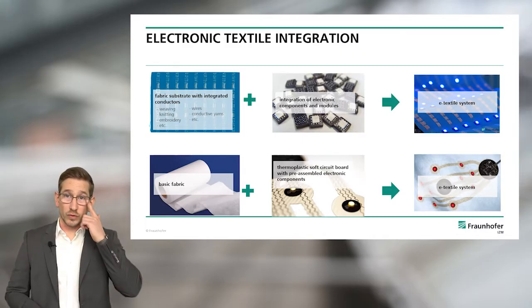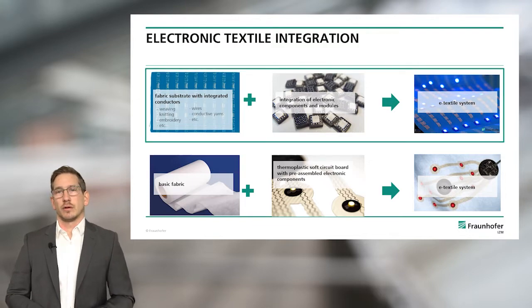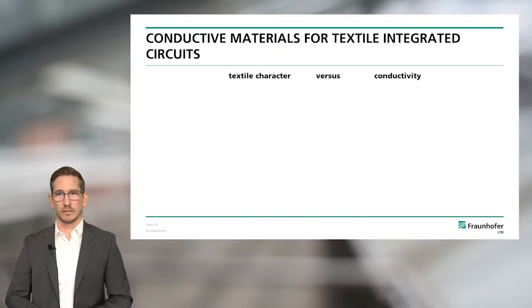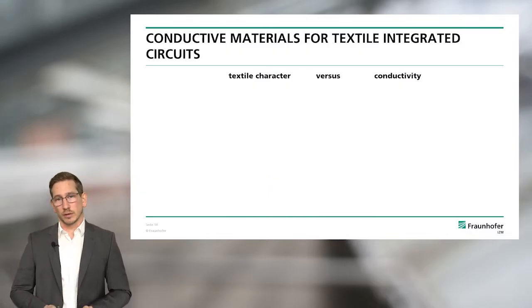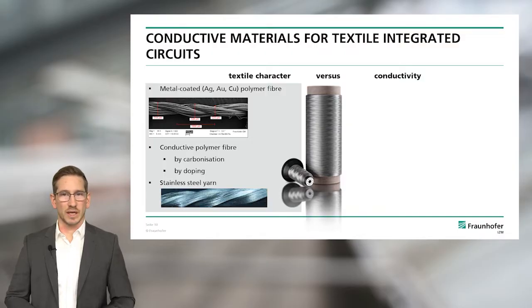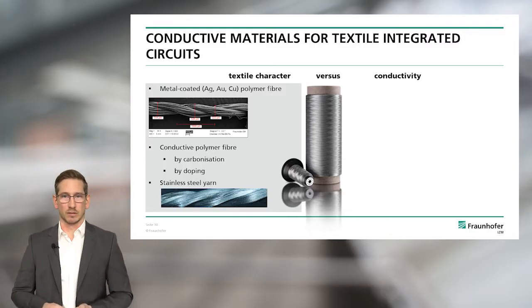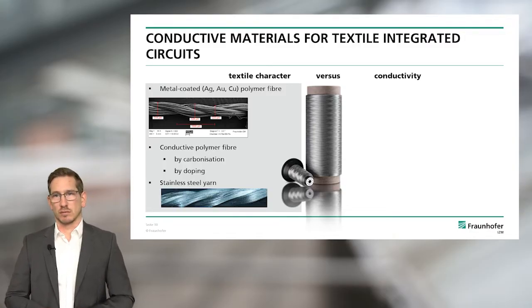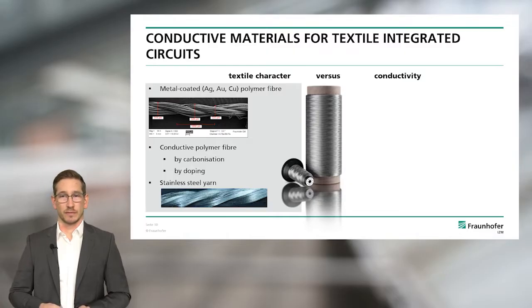Today I would like to focus a bit more on the first way, so where you also use textile integrated conductors. And therefore I would like to give a little overview about conductors in the textile field. And we usually put this into two categories. So on the one hand you have conductors that have a real textile character. So these are mostly polymer-based fibers or filaments that have a thin metal coating.